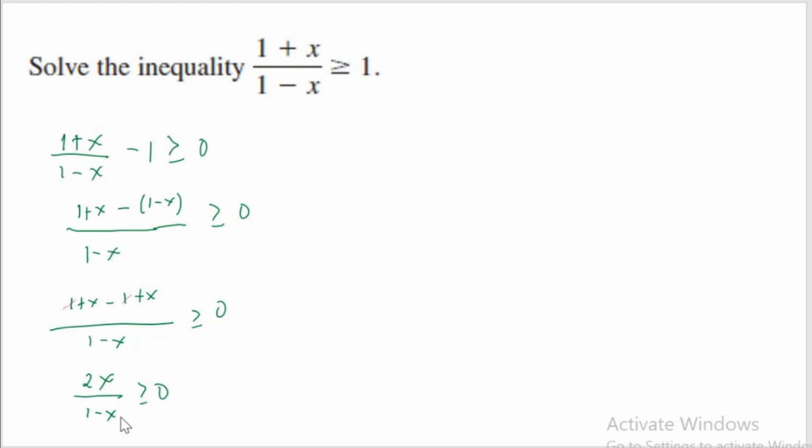Next we are going to solve the left hand side. The factors of the left hand side are 2x and 1 minus x. Let us equate each to 0 first. We have 2x equal to 0, then x is equal to 0 because 0 divided by 2 is 0. For the other one, 1 minus x is equal to 0. Transposing x to the right side, 1 is equal to x, or x is equal to 1. So the values are 0 and 1.